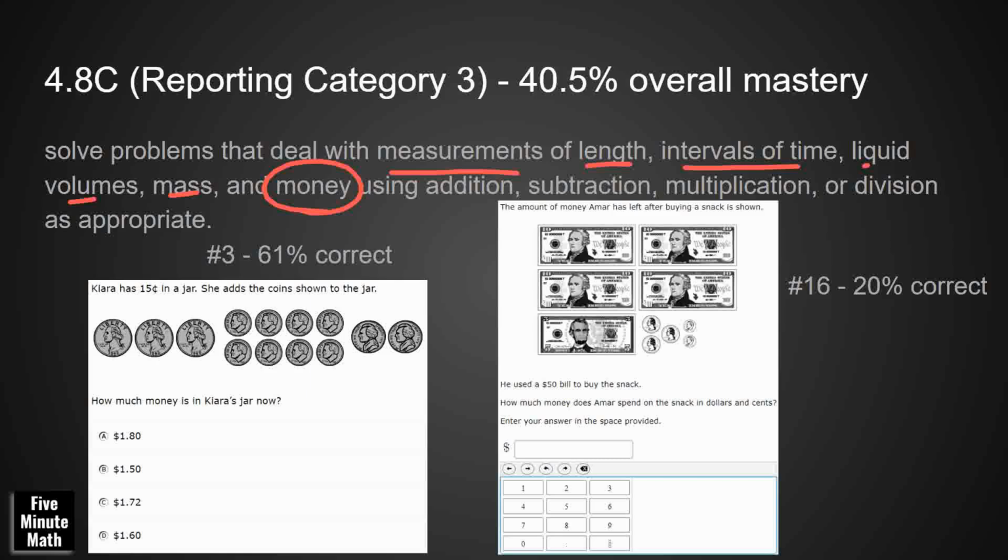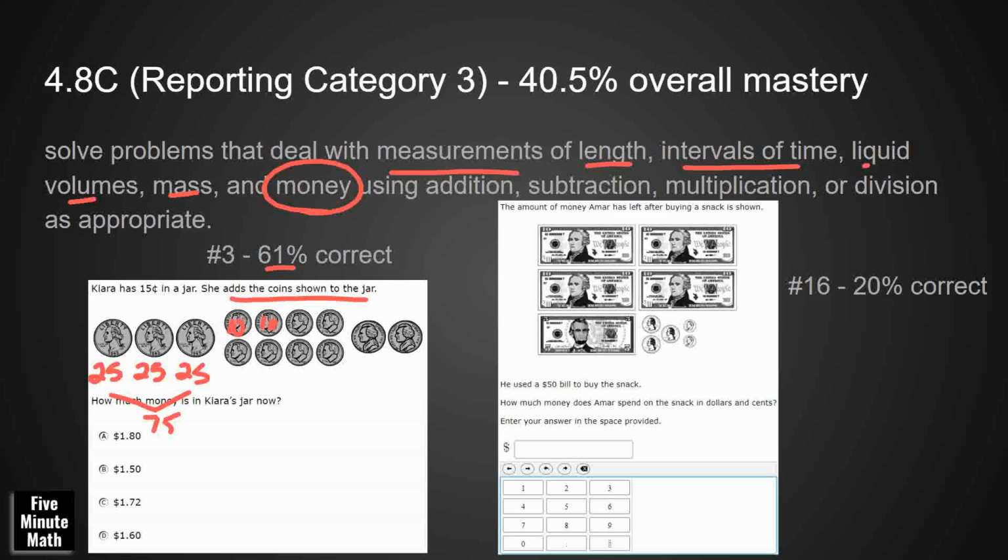Okay, so we did okay on this first one. 61% of us were able to figure this out. Kiara had 15 cents in a jar. She adds these coins, right? So I just need to add 25, 25, 25, right? So that's 75.